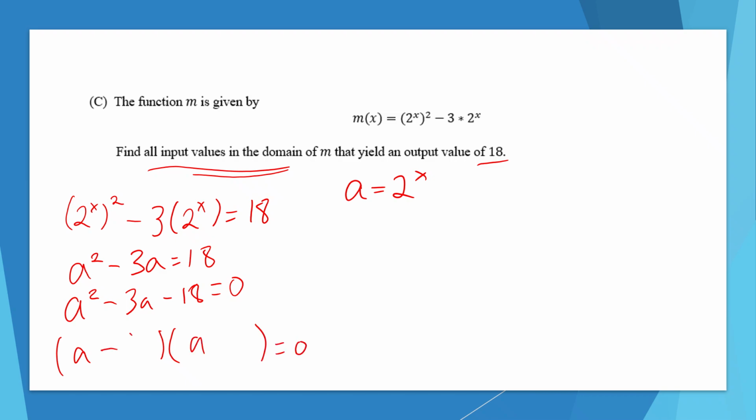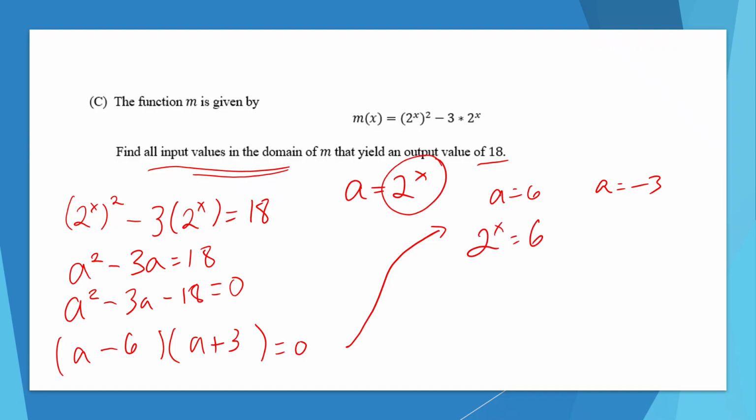So a minus 6, a plus 3. Here you should then get a to be equal to 6 or negative 3. And then sub 2 to the power of x back in. So 2 to the power of x equals 6, or 2 to the power of x equals negative 3. Then convert it to logarithmic form. So log base 2 of 6 equals x, or x equals log base 2 of negative 3.